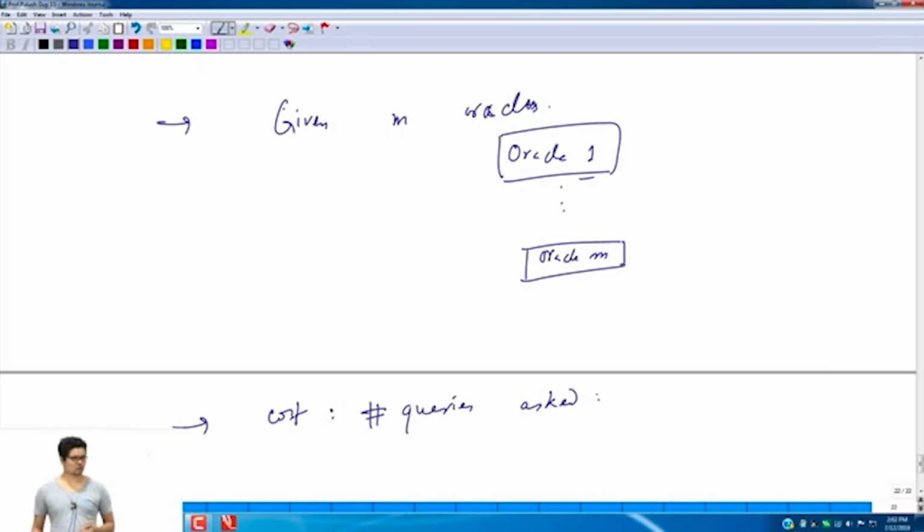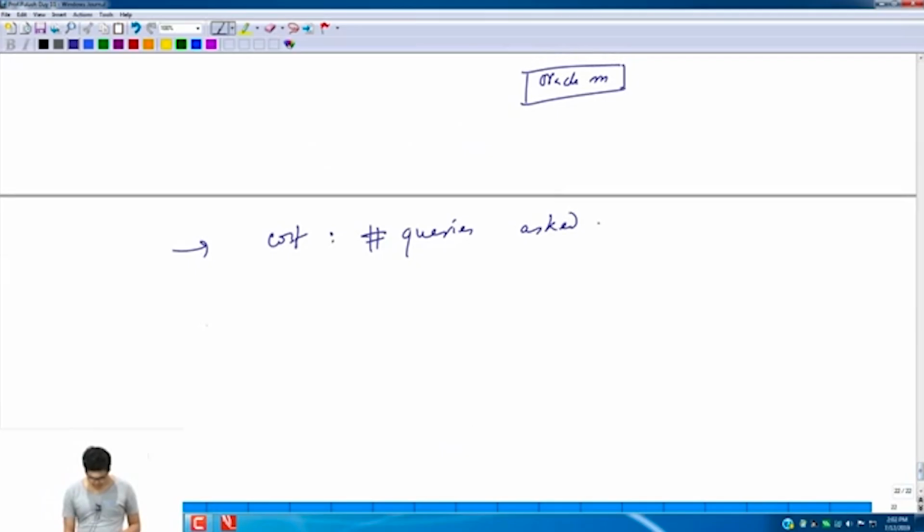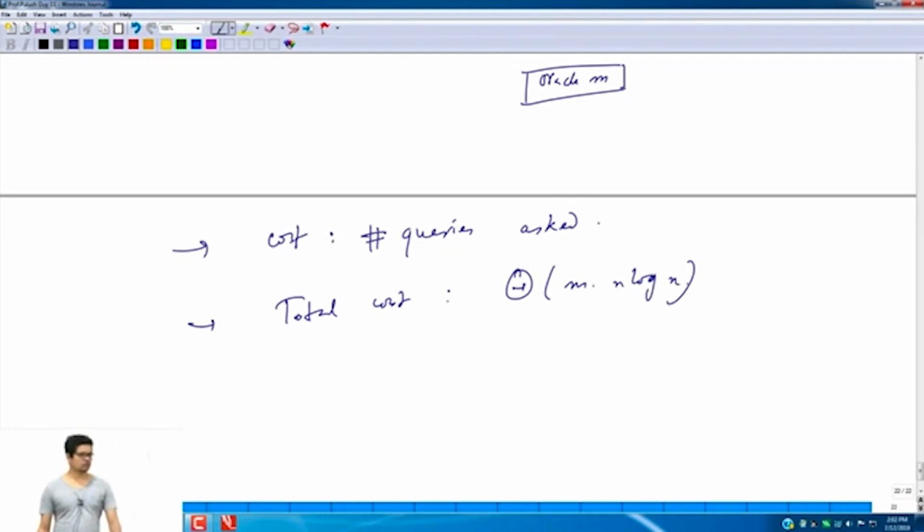And because of that n log n lower bound, I ask n log n queries to the first oracle to know its order. I have to ask the second oracle also n log n queries to know its answer, and so on and so forth. So the total cost is theta m times n log n. Everyone with me?